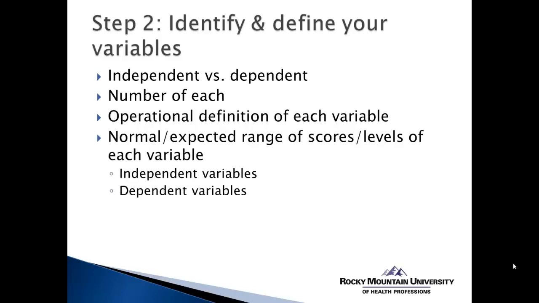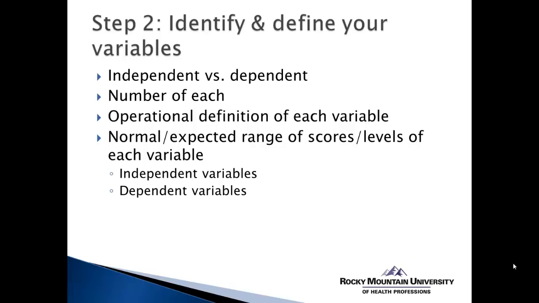Now, the next thing you need to figure out is what is a normal or expected range of scores and how many levels of each variable will you have. So in the case of an independent variable, for example, you have to decide, do I want to have 2 groups, 3 groups, 4 groups, and so on. Now, as far as the outcomes are concerned, you'll need to have an understanding of what a kind of typical or accepted range of scores might be for your dependent variables.